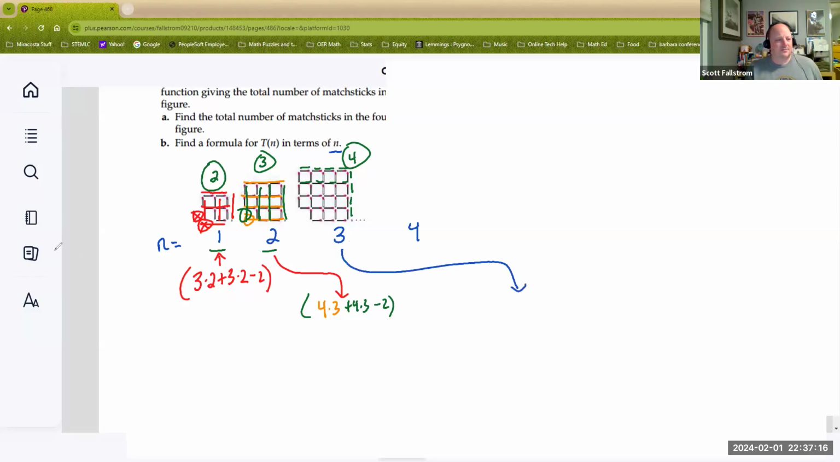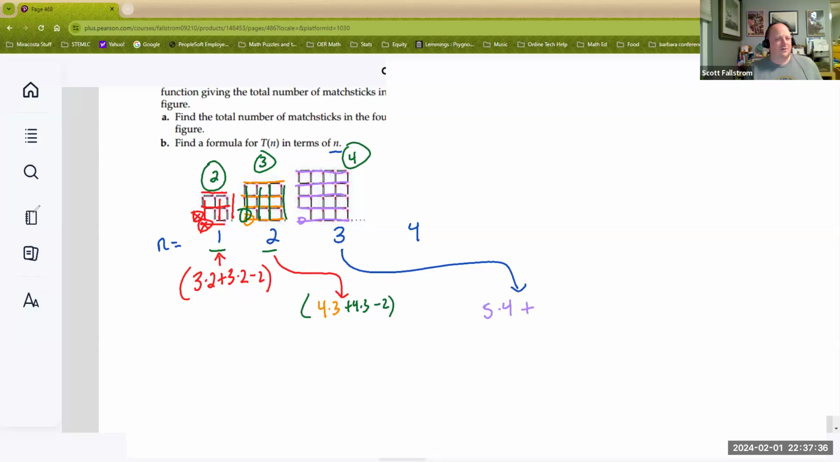Let's try the next one. Okay. Now I'm dealing with fours. Well, how many groups of 4 do I have in here? So I'll go with purple. Okay, so 1, 2, 3, 4, 5. And again, I'm missing a little one here. So I have 5 groups of 4 going horizontally.